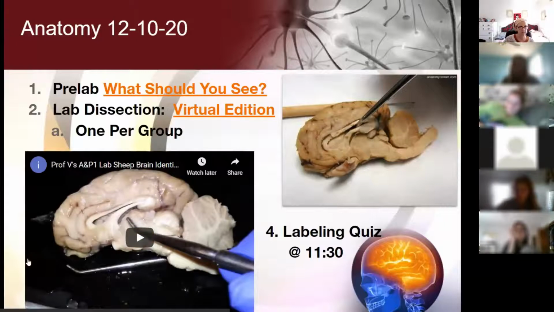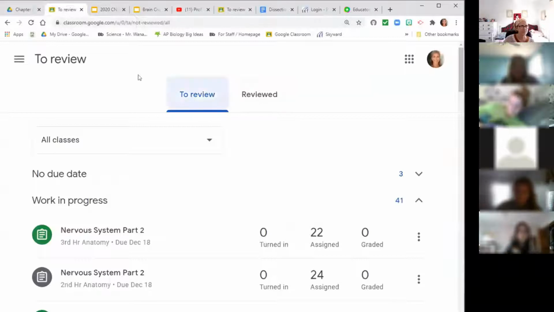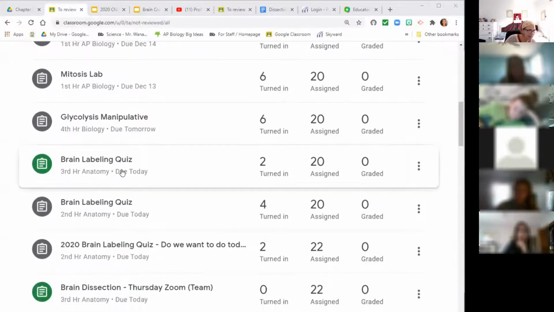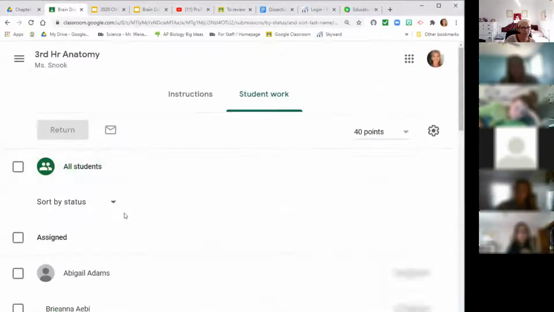I'm going to minimize this for a second. I just want to pull up all of our materials. I see now that I don't have, hang on. I got a lot of things open. Brain labeling, dissection. Here we go.